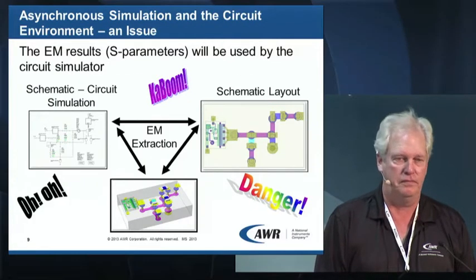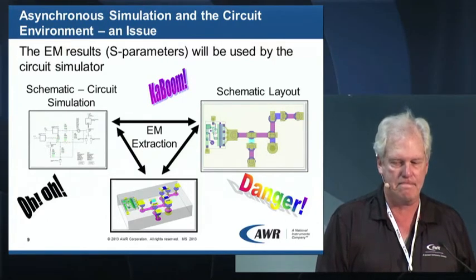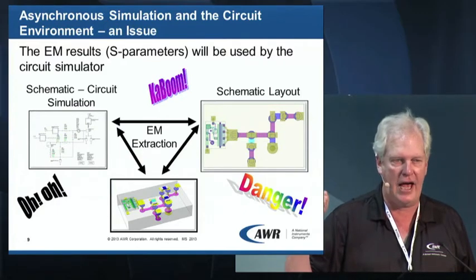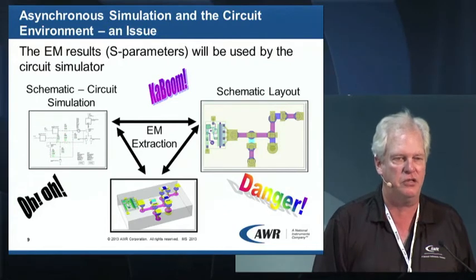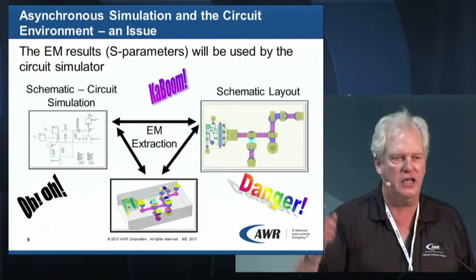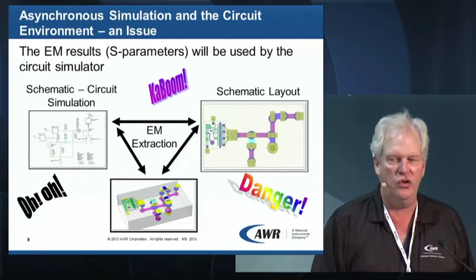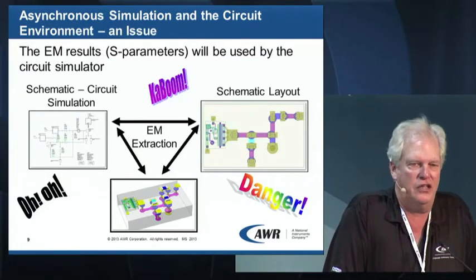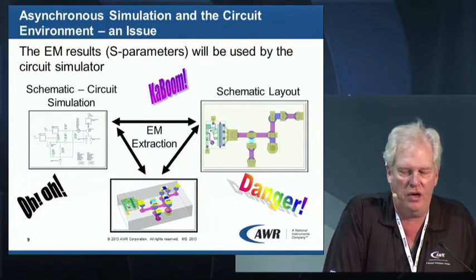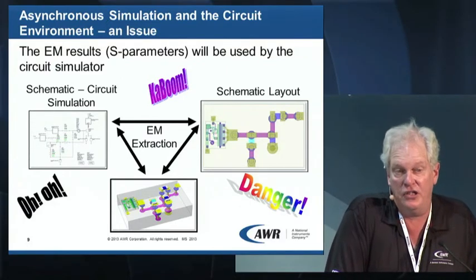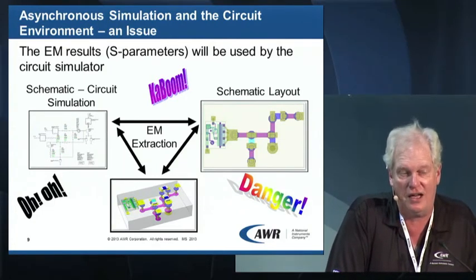But here's the problem. There's your circuit on the left, your circuit schematic, okay? In that schematic layout, you're going to run an EM simulation. So some part of that circuit is being EM simulated. It runs off to the EM simulator somewhere, and it's simulating. Meanwhile, you, being a busy engineer, fire off a circuit simulation, a harmonic balance simulation, to see the power out of your amplifier. Does your harmonic balance simulation use the new EM result or not?